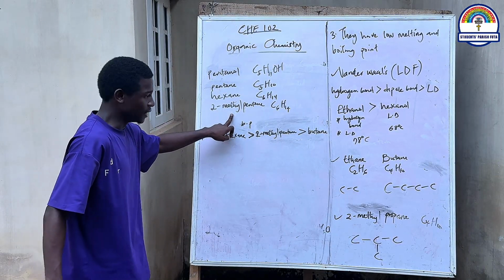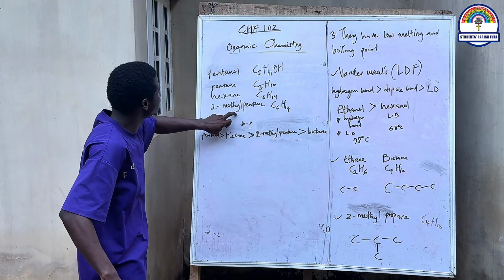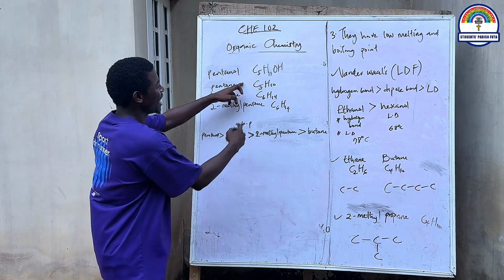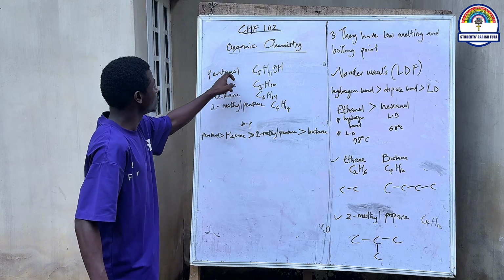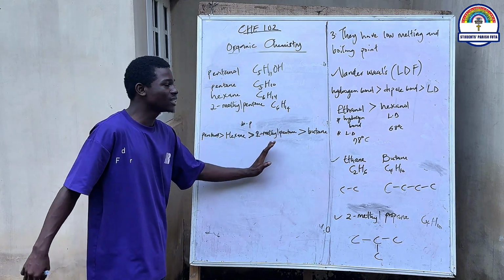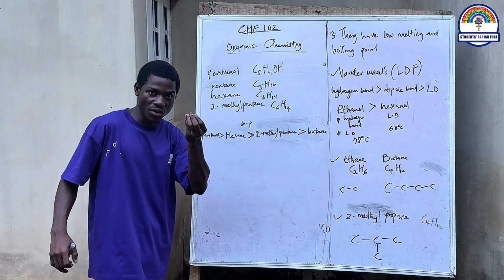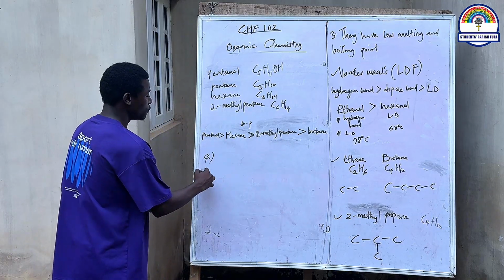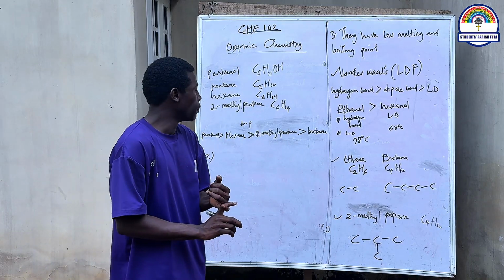Hexane is stronger than 2-methyl pentane in terms of surface area. 2-methyl pentane is stronger than pentane because it still has an extra carbon atom compared to pentane. This one is stronger than all of them because the hydrogen bond in it is stronger than the London dispersion force, which is just a weak force. Now, the last property we are going to take, don't forget we've taken 3 covalently bonded.